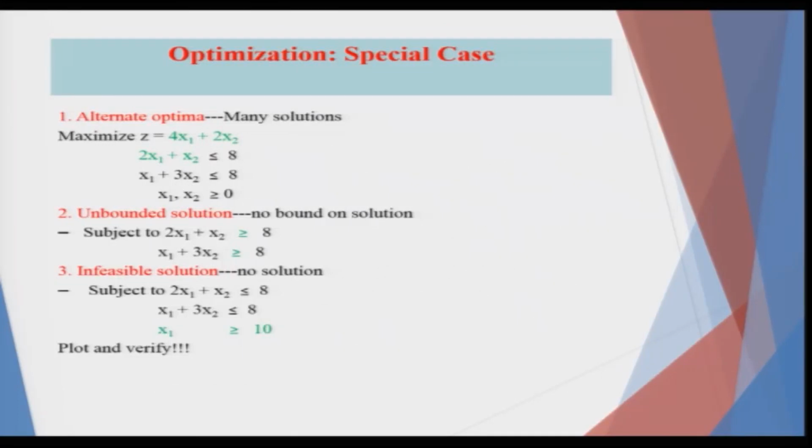Now, consider that there are different types of problems, but the essence is whether you have an unbounded solution, multiple solutions, or a unique solution, and that depends on how your total iteration process leads to the final answer. So, consider these. You have an alternative optima for this case, where the maximization is given by 4x1 plus 2x2, and the constraints are 2x1 plus x2 less than or equal to 8, and x1 plus x2 less than or equal to 8.